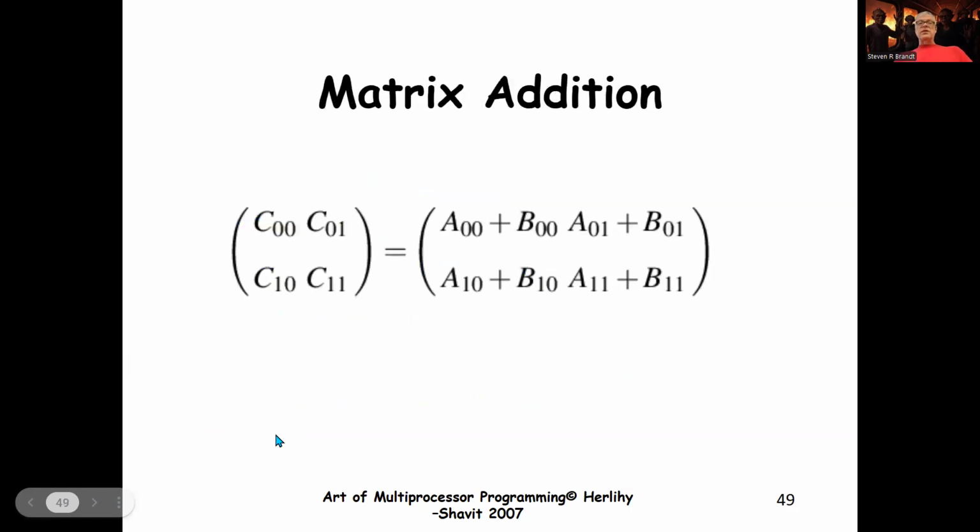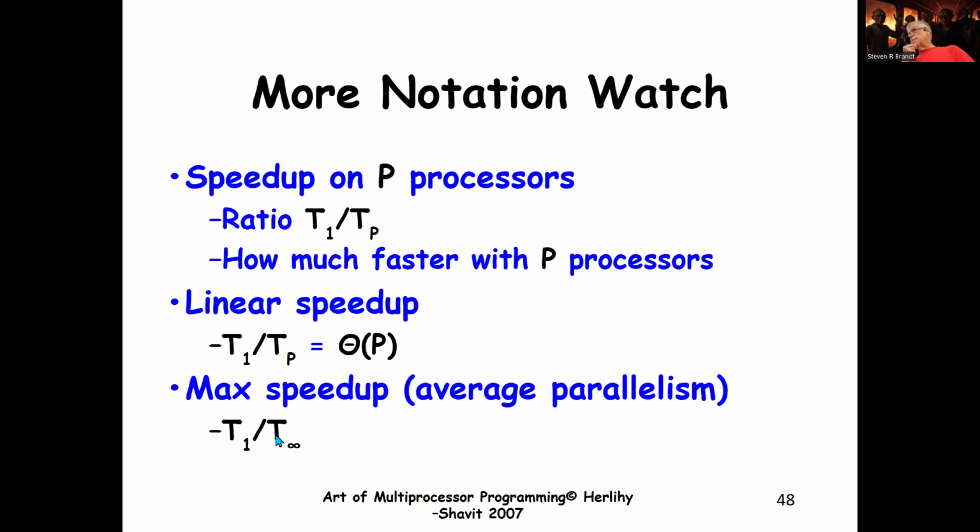So in the case of our Fibonacci problem that we just saw, what is the maximum possible speedup we could get? What did we say T1 was? 17. What did we say T infinity was? 8. So the maximum speedup we can get is 17 over 8.